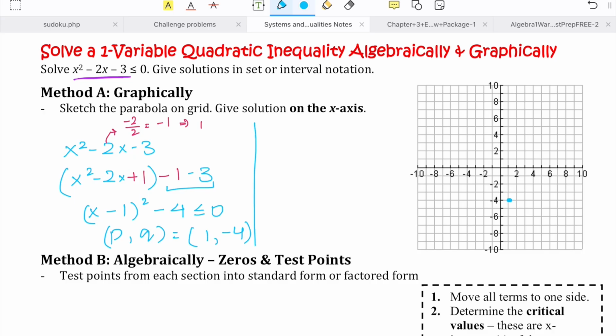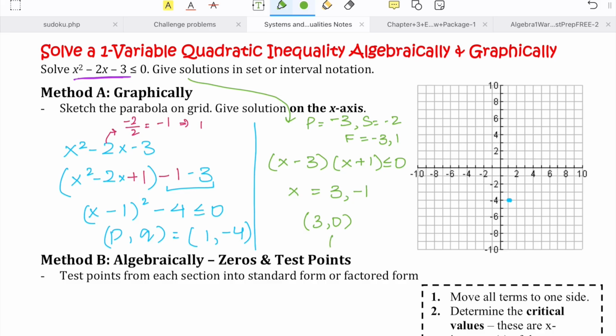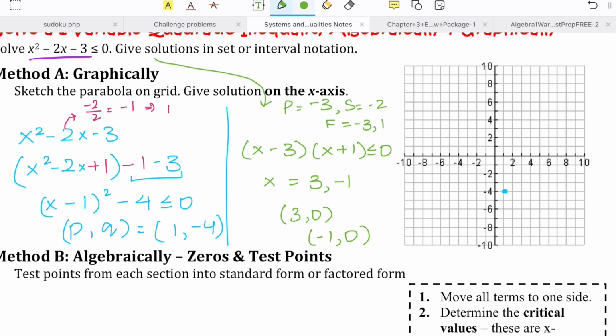Now I'm going to make this standard form into factored form as well. So my product is -3, my sum is -2, and my factors are -3 and 1. So it'll be x minus 3 and x plus 1 is less than or equal to 0. So x is 3 and -1. So those will be my points. It'll be (3, 0) and (-1, 0). This helps me figure out my x-intercepts. Okay, so 3 and -1.